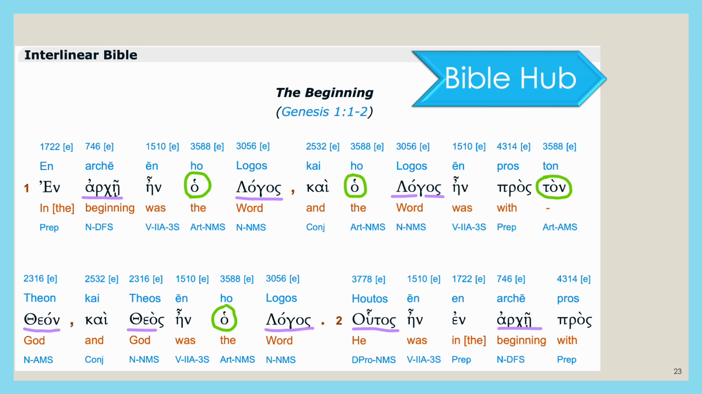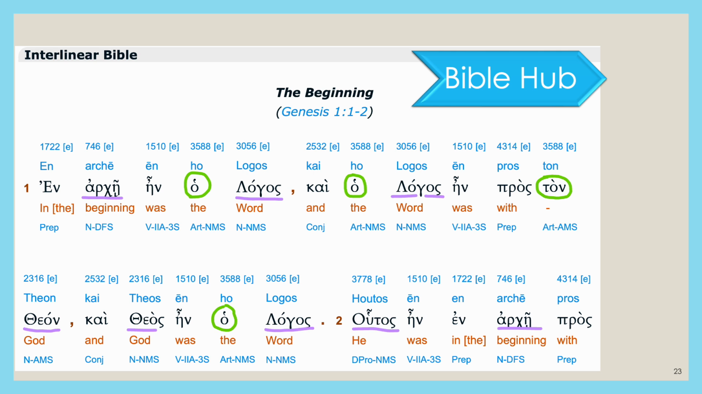Here on this page I've highlighted with purple underline the nouns and put a green circle around the definite article. With the word beginning, it doesn't have a definite article in this case, arche. Then we have ho, logos, the nominative. Then it says again, kai ho logos, ein, the verb to be, was with God, ton theon. Then God was the word, kai theos ein ho logos.